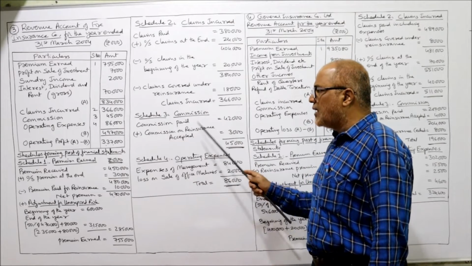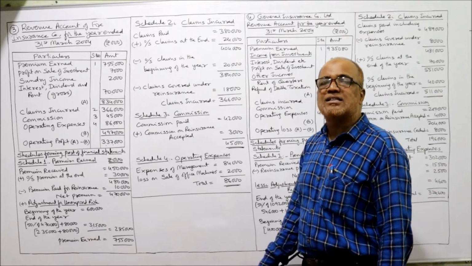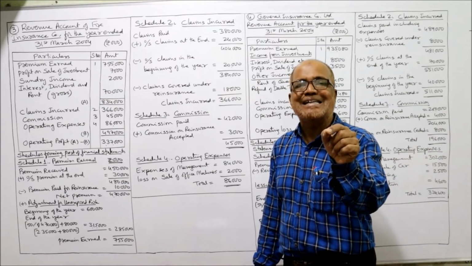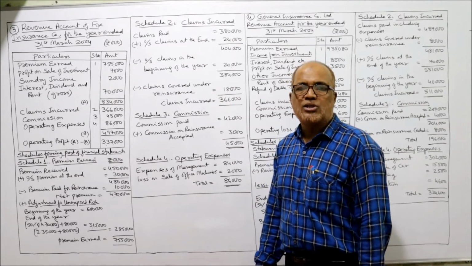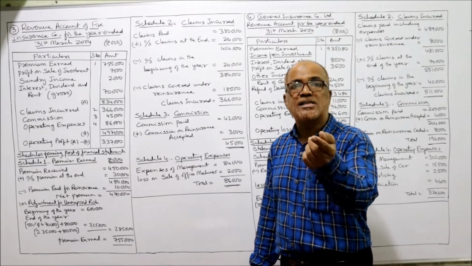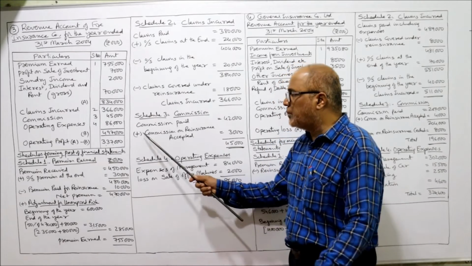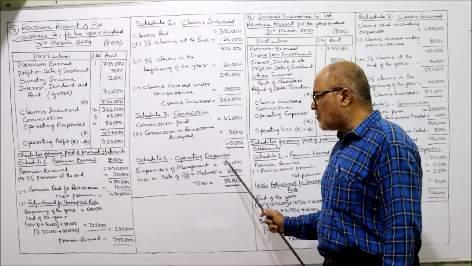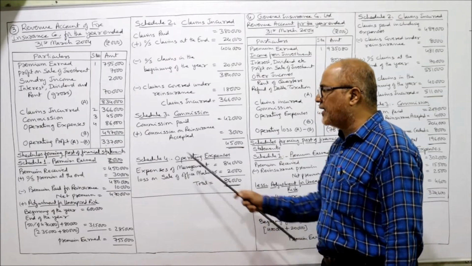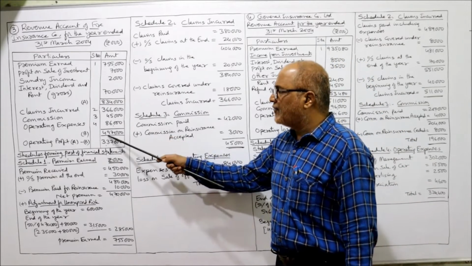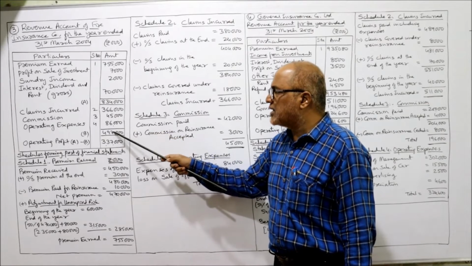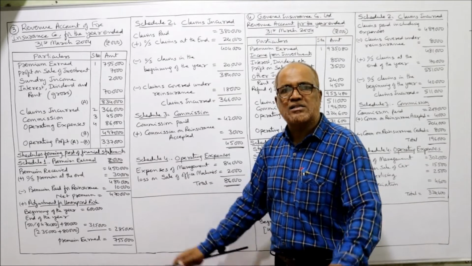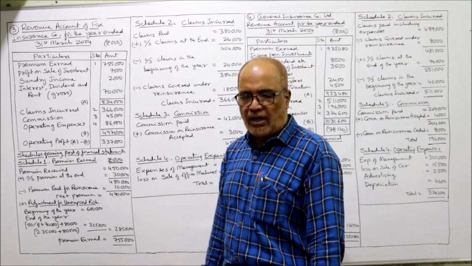Schedule number 3, commission. Commission paid 42,000, add commission on reinsurance accepted. In the current problem, commission on reinsurance ceded is not given. So we have only commission on reinsurance accepted, and accepted should be added: 45,000. Operating expenses, expenses of management and loss on sale of office machines: take 86,000. That's all. The total of B is 4,97,000. Now deduct A minus B: 3,37,000 is the operating profit.